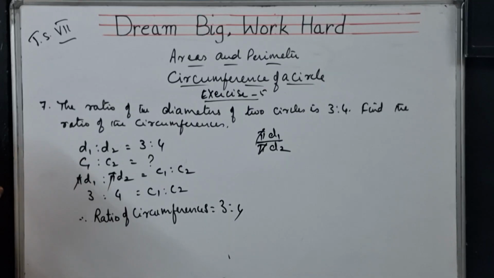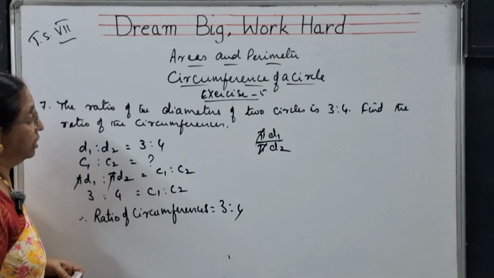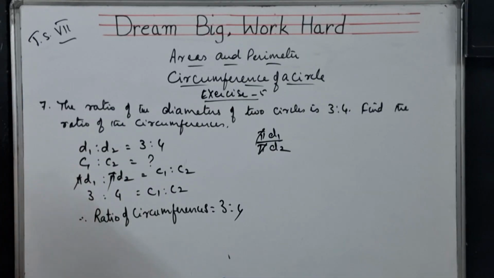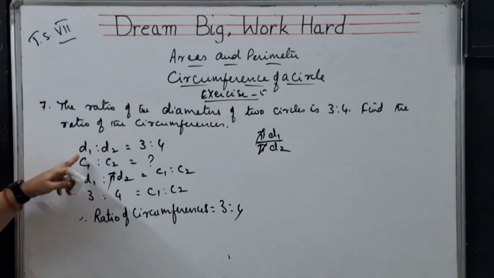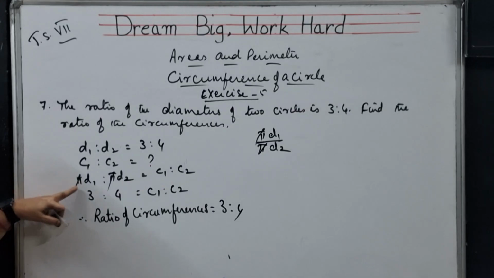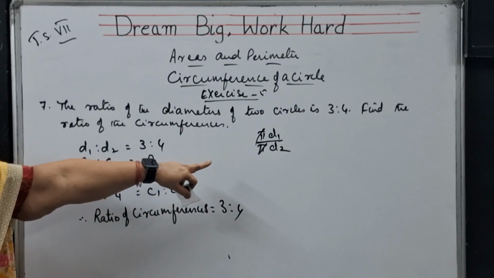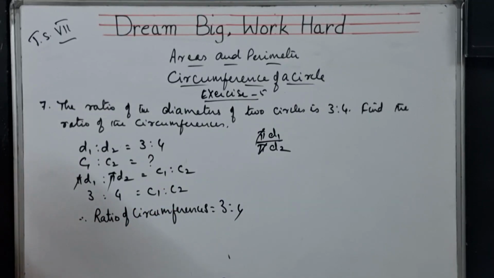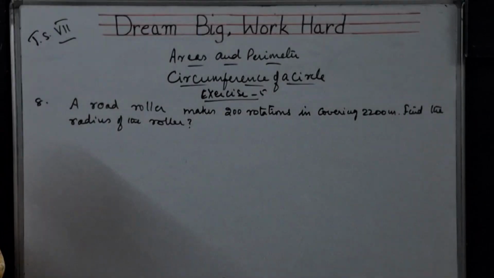So the problem is to find the ratio of circumference when the ratio of the diameters of two circles is 3:4. So D1 is to D2 is 3:4, and C1 is to C2 you have to find out. So pi D1 is to pi D2 is C1 is to C2. Pi and pi will get cancelled. I have explained that, children. So D1 is 3, D2 is 4, so 3:4. Whatever is the diameter ratio, the same ratio the circumferences also will bear. Please note it down.